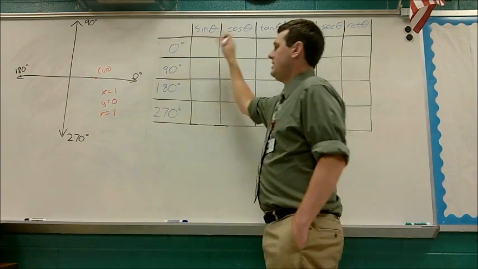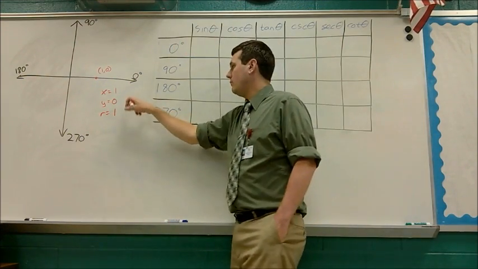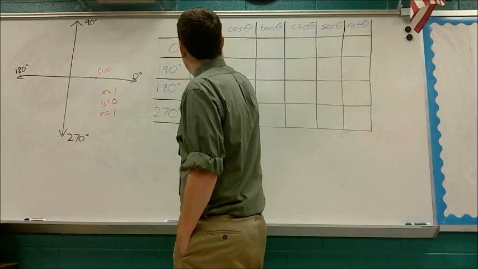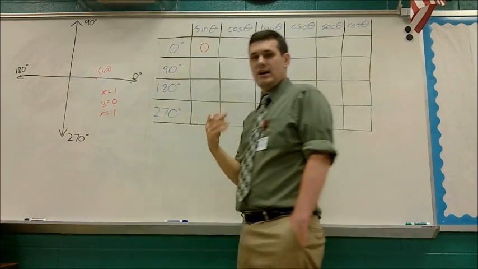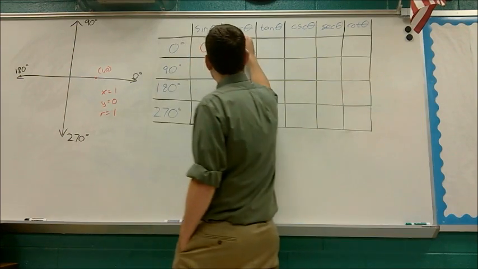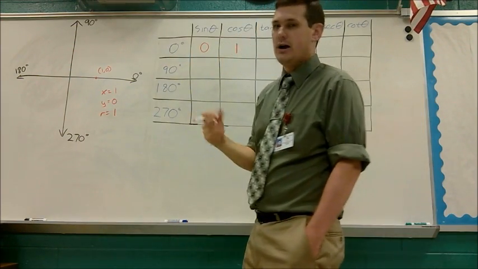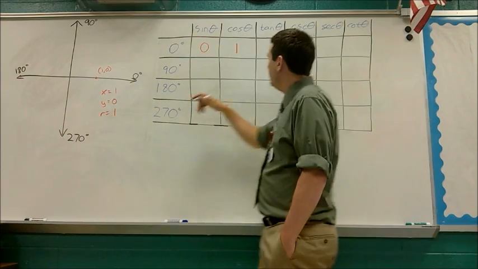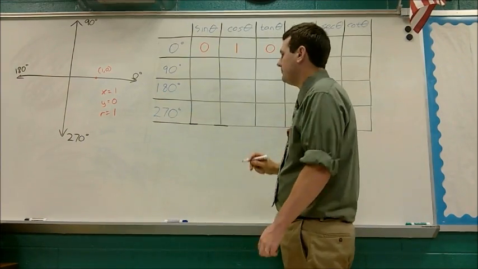So remember, sine is y over r. So in this case, it's 0 over 1, which is 0. Cosine is x over r, which is 1 over 1, which is 1. And tangent is y over x, which is 0 over 1, which is going to give us 0.